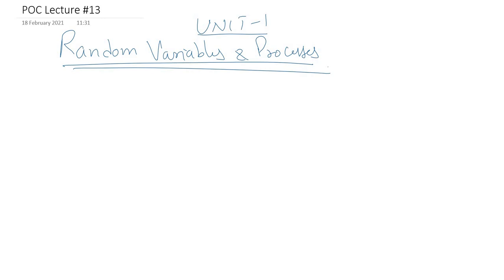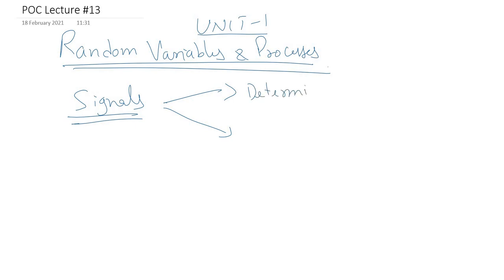We'll begin with unit number 1, that is random variable and random process, from this lecture onwards. So to begin with, I'll just give a classification of signals. Signals, as we all know, can be divided as deterministic or random. So broadly, we can categorize signals into two categories, that is deterministic and random.